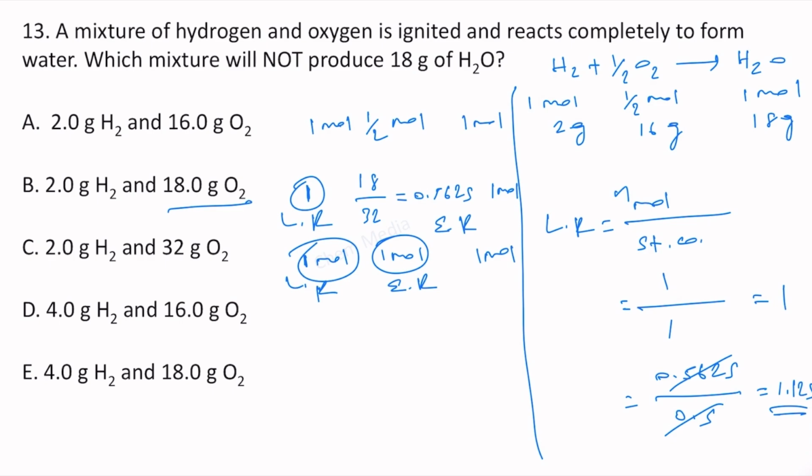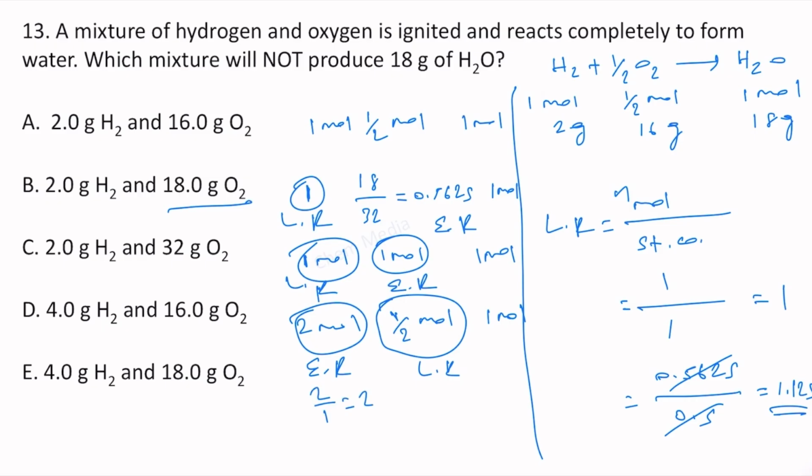Let us go to option D. In option D, we have 4 gram of H2. 4 gram of H2 means we have 2 moles here, 16 gram of O2, that is half a mole. We will still get only 1 mole. Why? Because now this is the excess reagent, because 2 by 1 is equal to 2, and this is 1 by 2 by 1 by 2, that is equal to 1, and therefore O2 is the limiting reagent now. Therefore, you will get only 1 mole.